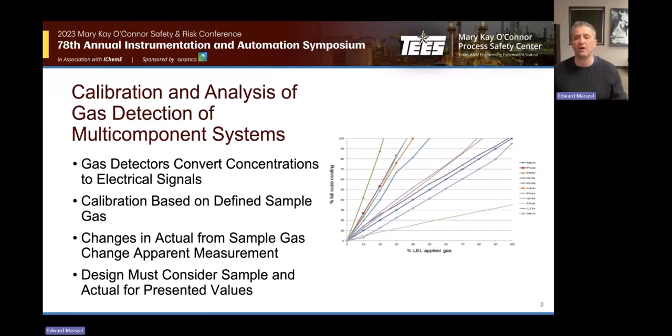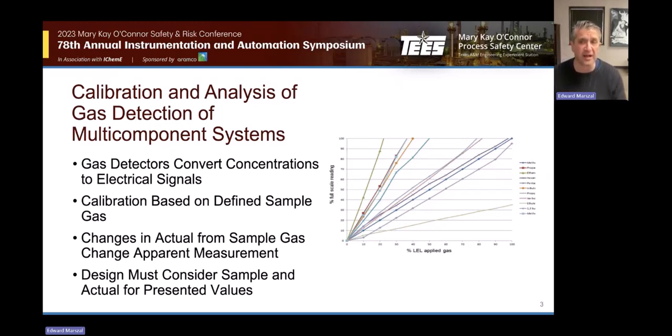So we're going to talk about some of the fundamentals. We're going to begin a little bit with, well, how do these gas detectors actually make their measurement and convert that concentration to an electric signal? And I'll talk about the two most common types of point gas detectors, which would be the catalytic bead and the IR absorption. And then I'll talk about the calibration process in terms of a defined sample gas.